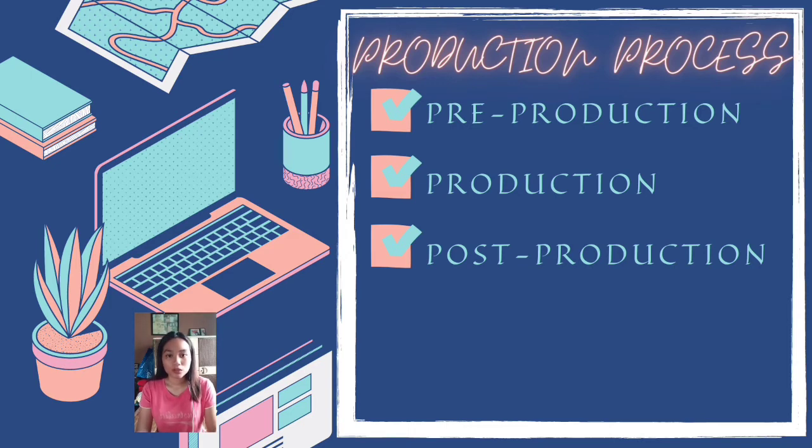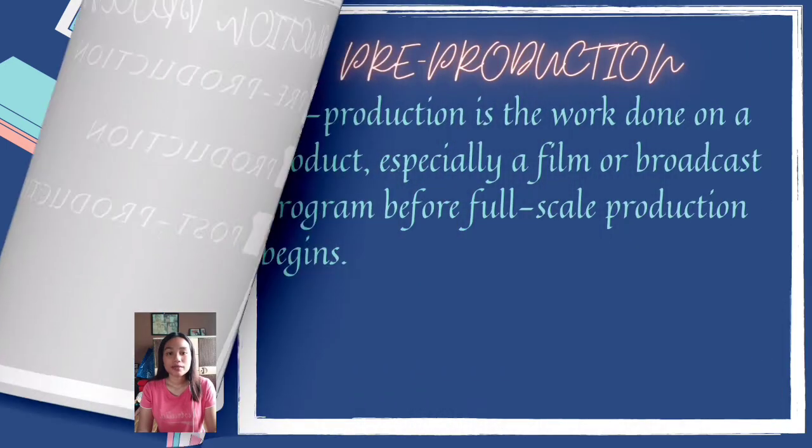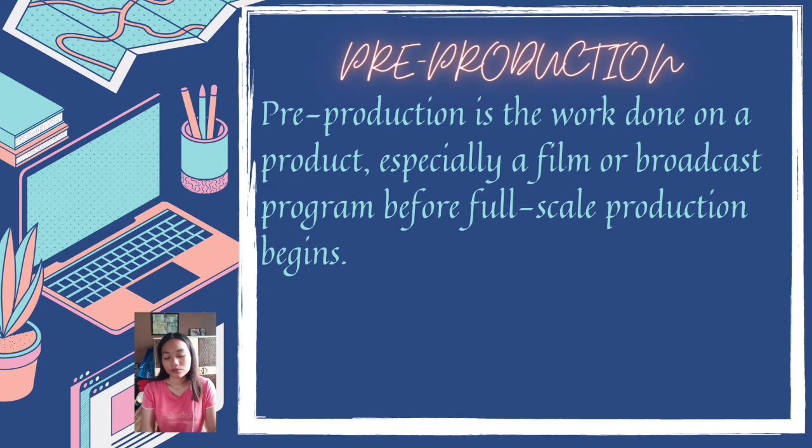So first, we have here the production process. Under the production process, nahahati yan sa three main stages, namely pre-production, production, and the post-production. Kapag sinabi natin pre-production, it is the work done on a product, especially a film or broadcast program, before full-scale production begins. So, dito papasok yung planning, scripting, and then storyboarding.